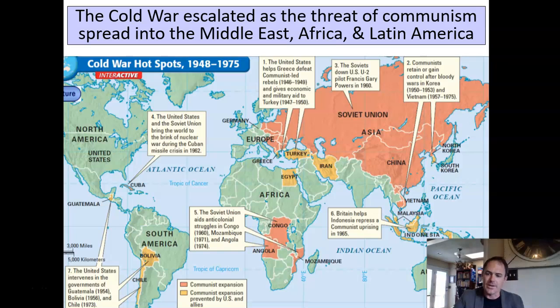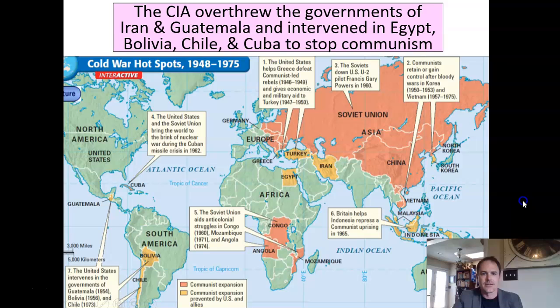All right, we're going to wrap it up there. Next time, we'll turn to more of these threats of communism spreading into the Middle East, Africa, and Latin America, especially the Cuban Missile Crisis and the war in Vietnam. But just know that, remember, containment, containment, containment.